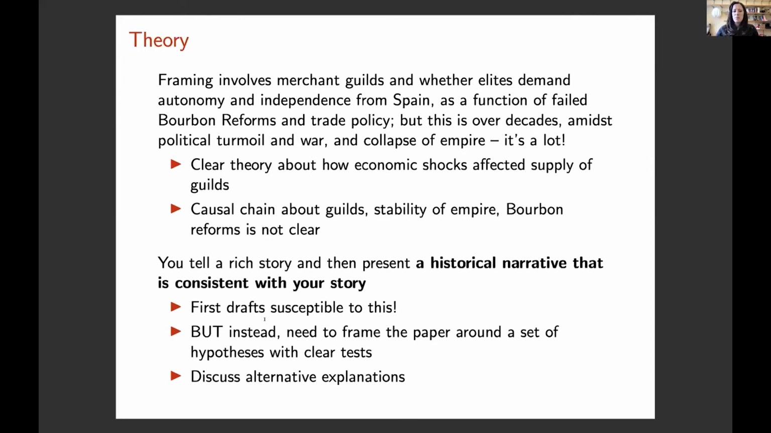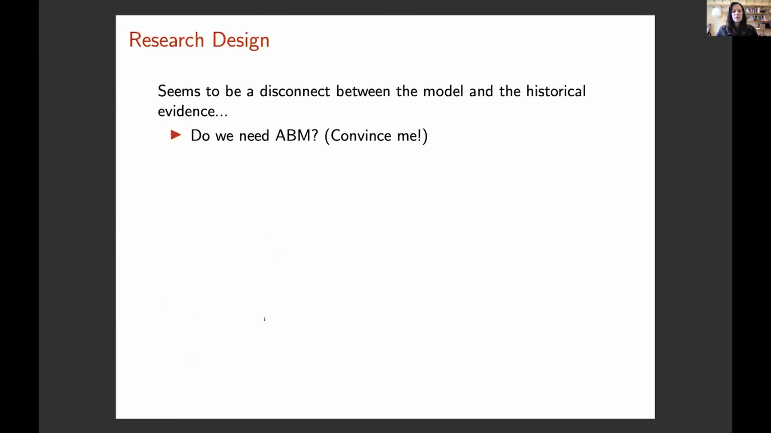And the biggest weakness of the paper, I think, is that you tell a rich story, but then you present a historical narrative that's consistent with your story. So once we get past the agent-based modeling, I'm not sure to what extent the qualitative part is a test. Especially given the historical narrative is a substantial part of the paper, half of the paper, while the agent-based model is actually very short, I would like to see this part adjusted. I'll give you an example of how. I would like you to convince me that we need agent-based modeling, because there seems to be a disconnect between the model and the historical evidence. In the historical evidence, you're talking about a lot of things that are not modeled directly or are maybe a cause of the turmoil that the markets experienced. So first of all, convince me we need agent-based modeling.